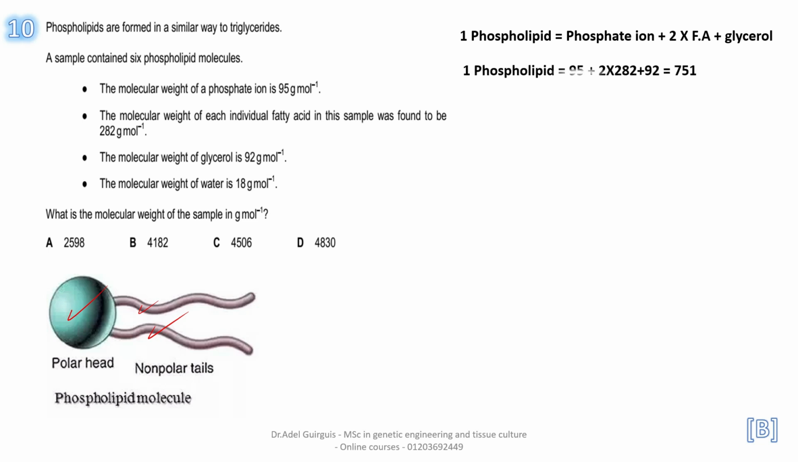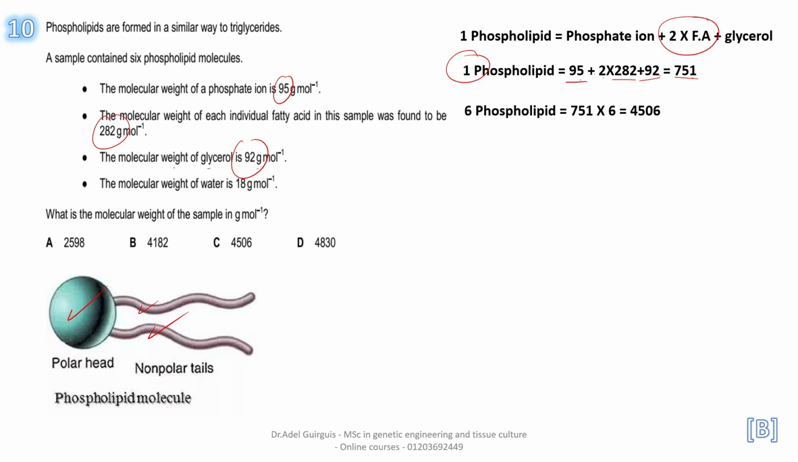Then for 1 phospholipid molecule, the phosphate is 95. We substitute all these figures in this formula: 95 plus 2 times 282, because 2 fatty acids, plus 92, the molecular weight of glycerol. So the total equals 751. That's for one phospholipid molecule. What about 6 phospholipid molecules?